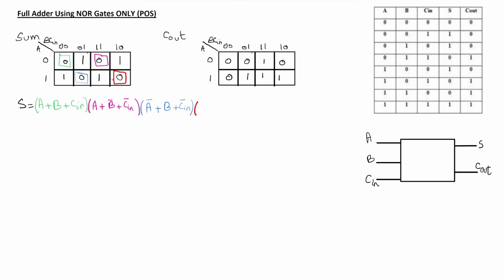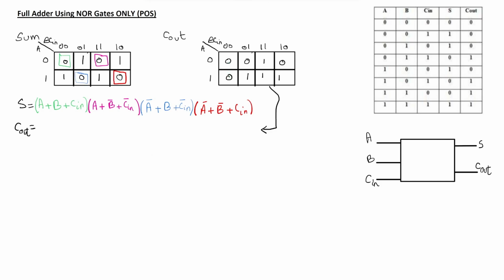And then for the last 0, A is 1, so this will be A bar plus B bar, because B is 1, and plus Cn. So this is the Boolean expression in POS form for the sum. So let's do the same thing for the cout. So cout will be equal to. Let's see how we can group zeros in this one.